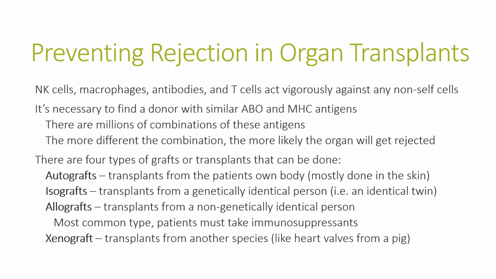The fourth kind of graft is called a xenograft, or an outside graft. These are transplants from another species. Because most mammals are very similar on a genetic level, they do also have similar kinds of MHC and ABO antigens. But because they are less similar to humans, it's even less likely that we'll find a really good match in this other species. But it can be done in certain cases.